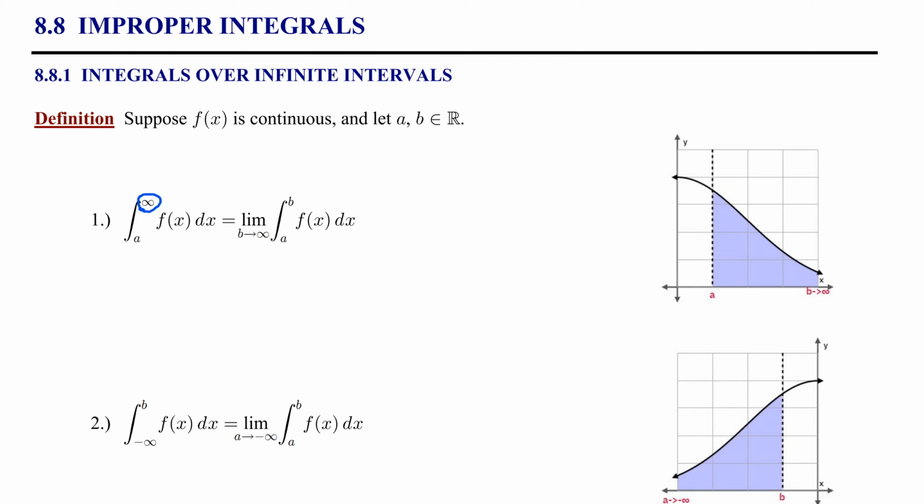Now, if we think about what this integral represents, it's going to be the area between the curve f of x and the x-axis. So if you look at the graph on the right, this may represent the curve f of x, and we're determining the area between the curve and the x-axis from the finite x value a to an indefinite upper limit. That is, x is going to infinity.